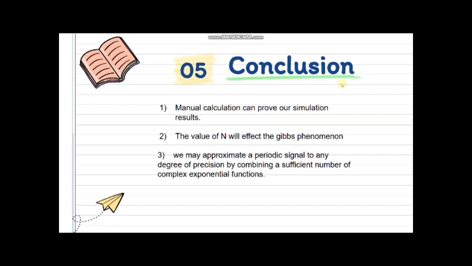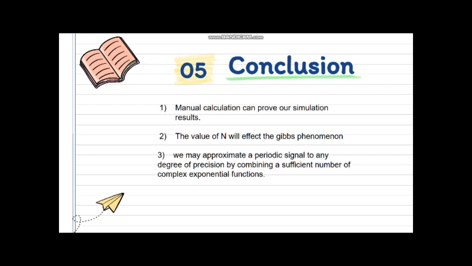Thank you. Lastly, for the conclusion, the first one, we can conclude that the manual calculation can prove our simulation result. That means from our manual calculation, the final answer, we can get the sketch of the phase spectrum and amplitude spectrum that is the same as our simulation results.